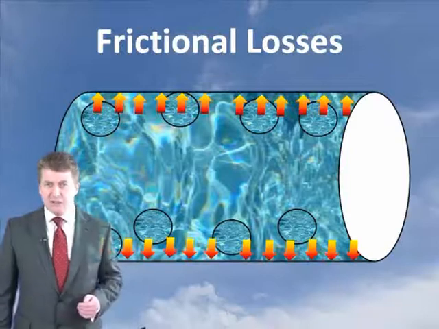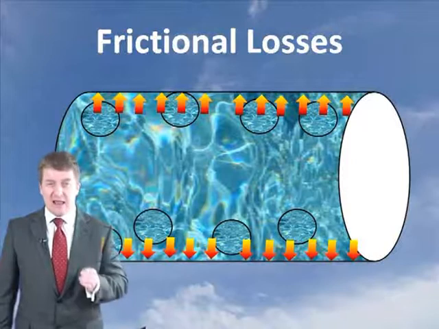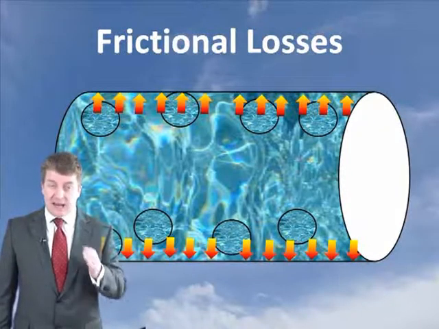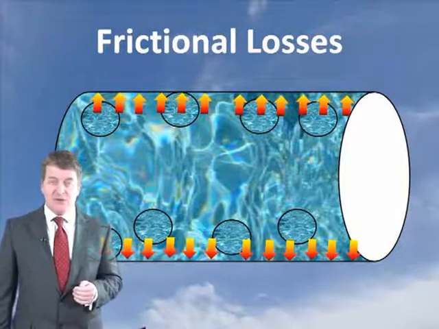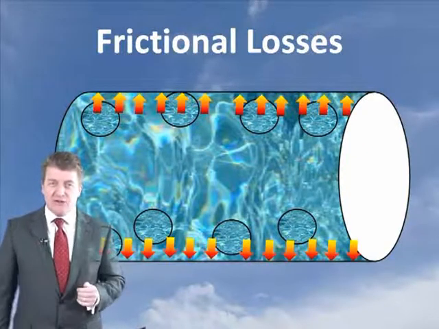Now the next area I want to cover is frictional losses. Now when water flows down a hose, it will create friction, and this will result in a loss of pressure at the end of the hose, and this is due to the particles rubbing against the edge of the hose.